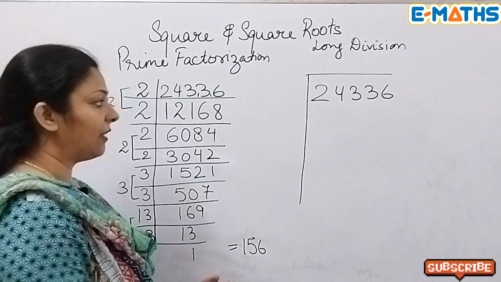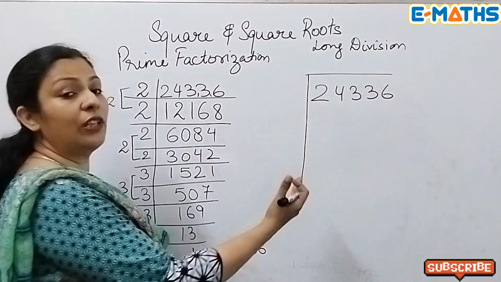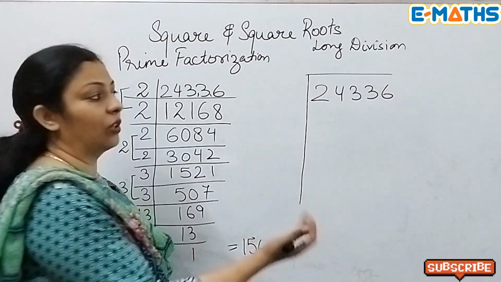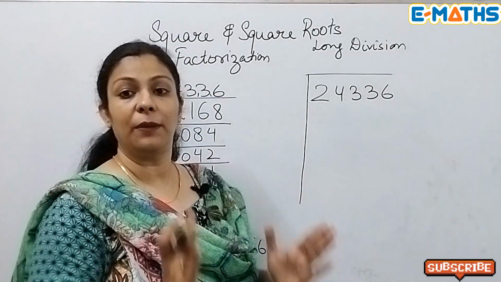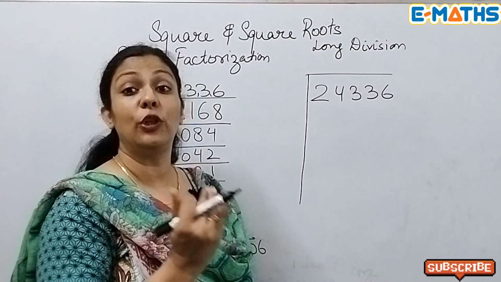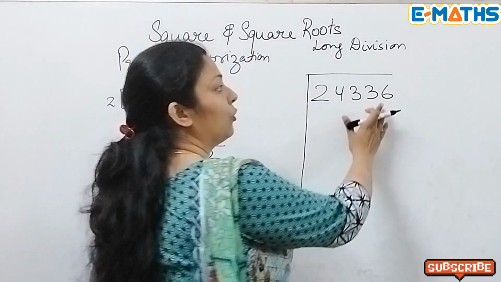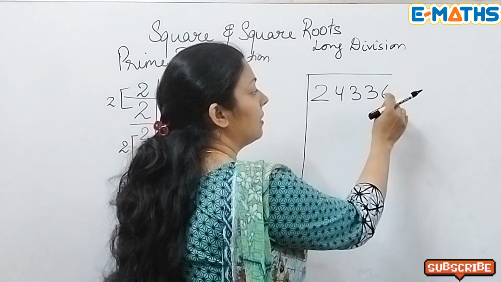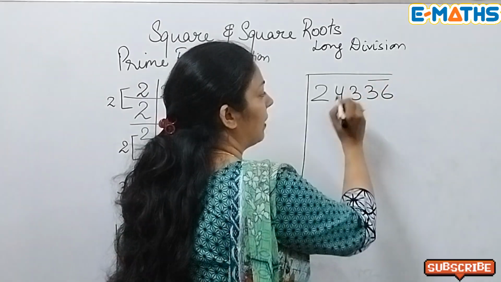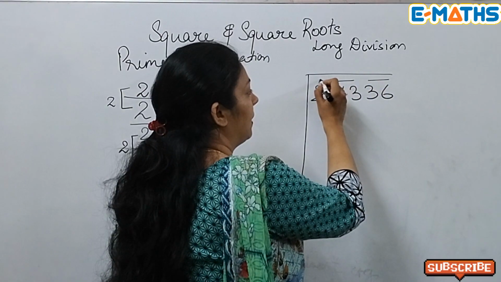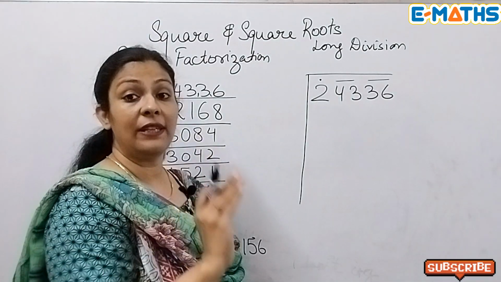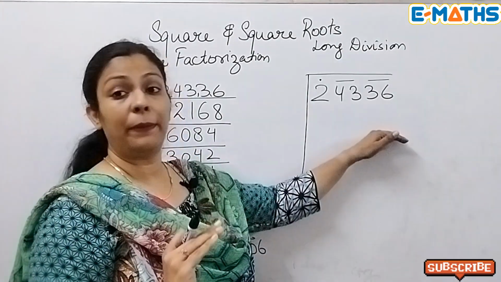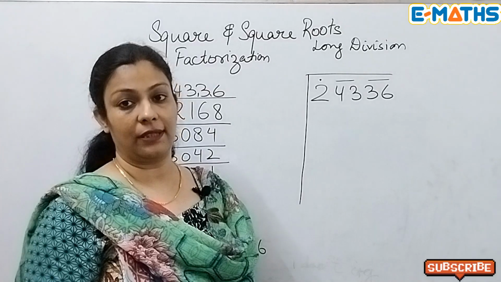Now let's check whether we'll get the same answer when we use the long division method or not. For this method, we'll start making pairs from the units place. The units place is of course the ones place. So make pairs: this is one pair, this is one pair, and then put a dot on the last number. So always start making pairs from the units digit.